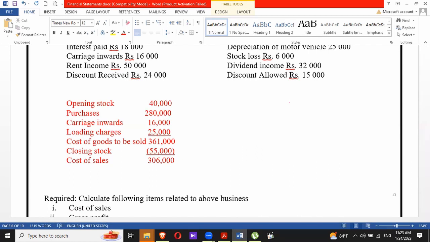When you write the answer for this type of question, you have to write the titles and write the answer, right? Don't just take the direct answer and not write. Definitely you have to write like this, in detail. So the second part we are going to calculate is gross profit. It's very easy. Gross profit equals sales minus cost of sales.